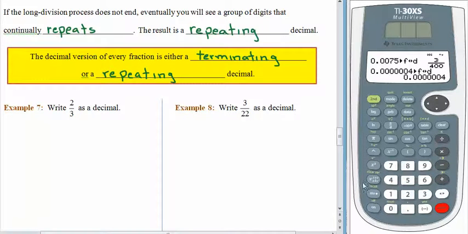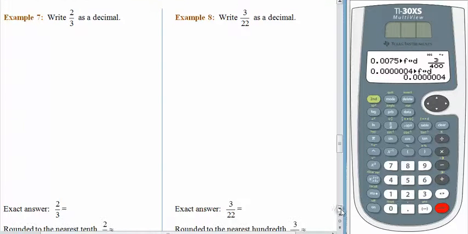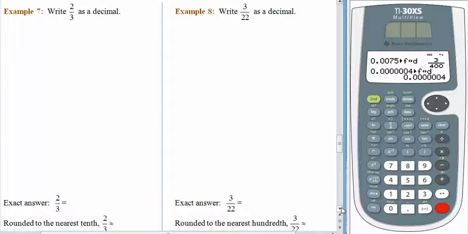Let's start with one that should be rather familiar to us. Give ourselves some space here. We would like to write 2/3 as a decimal. We already know how to set up the problem. We're asking ourselves how many times does 3 go into 2? We're expecting a decimal answer because 2/3 is less than 1. We know 3 doesn't go into 2 any times at all. So put in a decimal point. Make sure you bring it straight up.